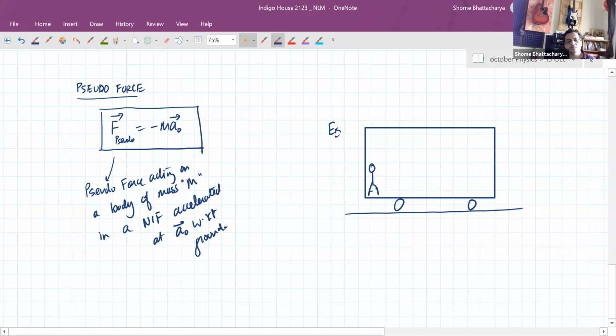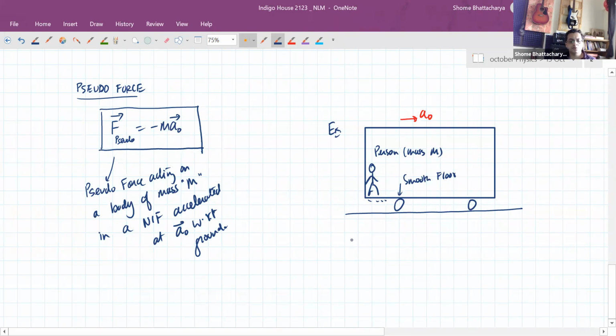So if this person is standing at the back of this vehicle, which has a frictionless surface, and the vehicle is now accelerating at a naught, and the person inside is of mass m, standing on a smooth floor. There's no friction. So if he was standing in the middle of the bus without anything to hold on to, he would definitely slide back.